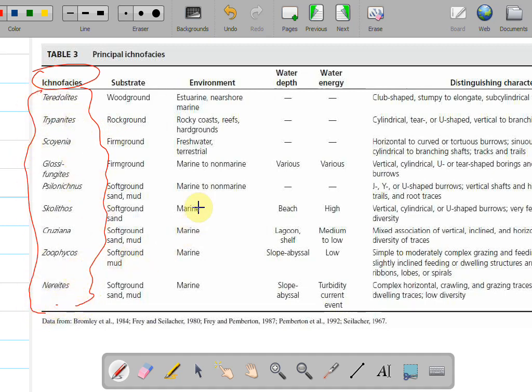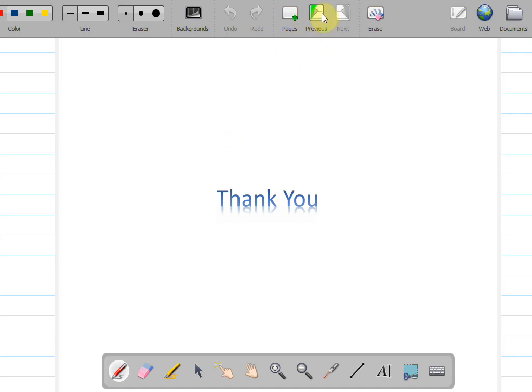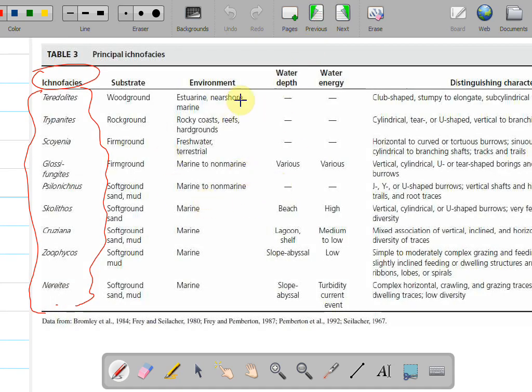Okay, you only have to know that these are types of your biogenic structures. Okay, so this was all about these sedimentary structures. Okay, if you want these images, you can ping me, or you can pause the video. Okay, and note them down.